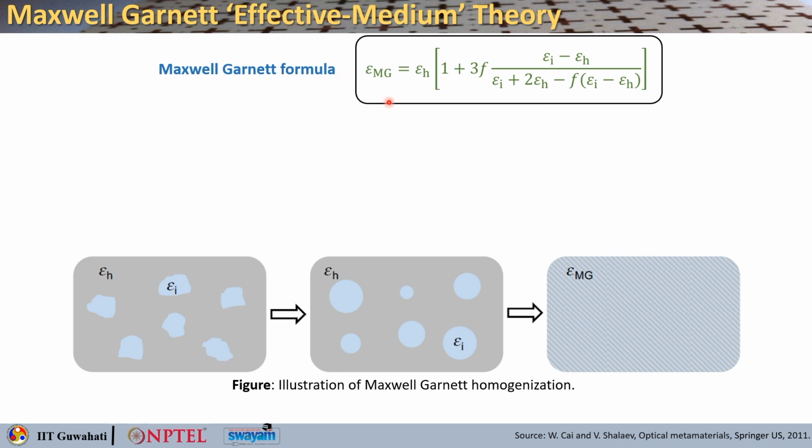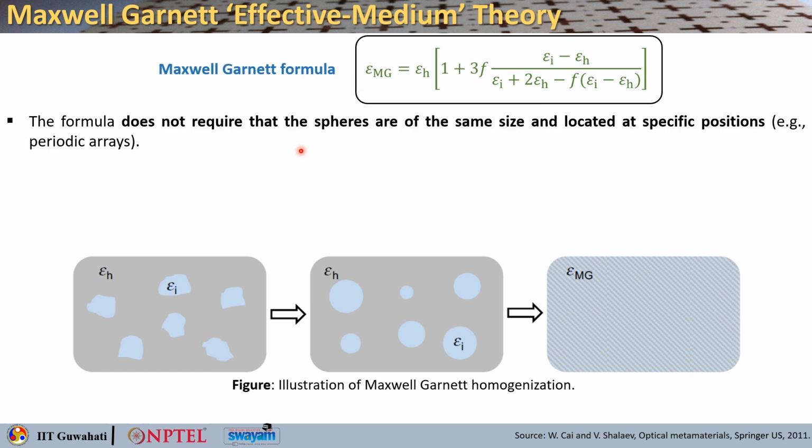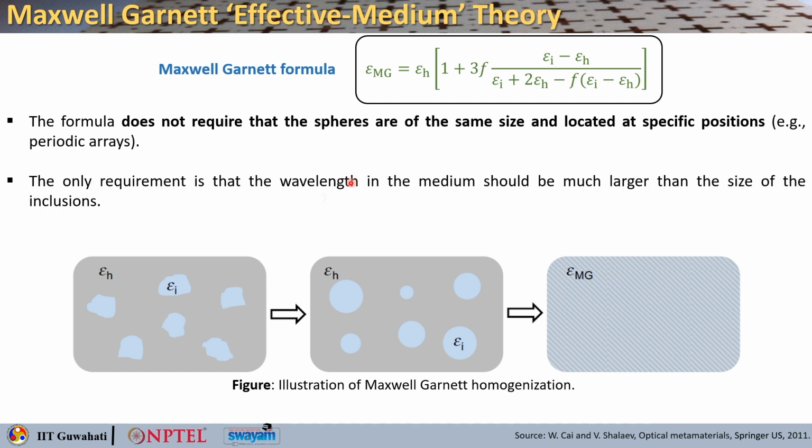Now, there are a couple of interesting observations: this formula does not require the spheres to be of the same size, and they do not need to be located at a specific position or location. Okay. So, you do not need to make a periodic array or something like that, there is no such requirement. The only requirement is that the spheres should be sub-wavelength.